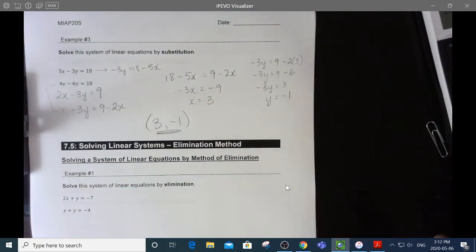And I did all my algebra with both equations, so it doesn't matter which one I pick. I'll pick the one with the 4 in front.